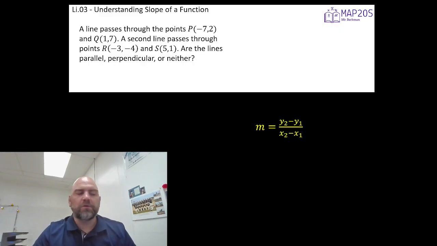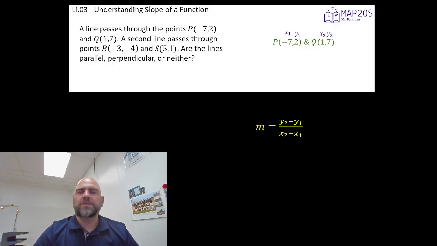All right, but what we need to do though is we need to know which is point 2 and which is point 1. Well, I'm going to write them out like this. We're going to start with the line that passes through PQ, where P is at -7, 2 and Q is at 1, 7. Which one is 1 and 2? Well, let's label that. X1, Y1 is going to be the first point, or P, and X2, Y2 is going to be our second point, Q. Let's take those numbers and let's plug them in.